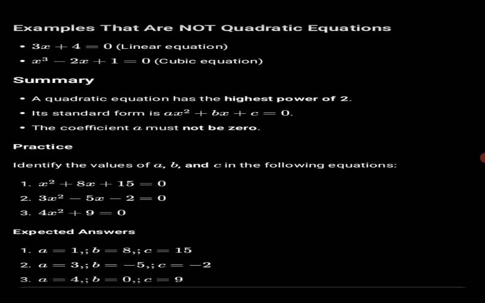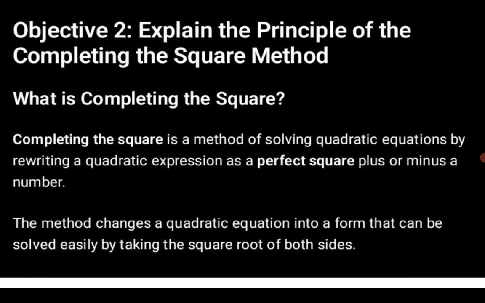This is very, very important in solving quadratic equations, to identify the values of a, b, and c, as you will see soon, when we start solving quadratic equations by a method called completing the square. The second objective requires us to explain the principle of completing the square method as a method of solving quadratic equations.